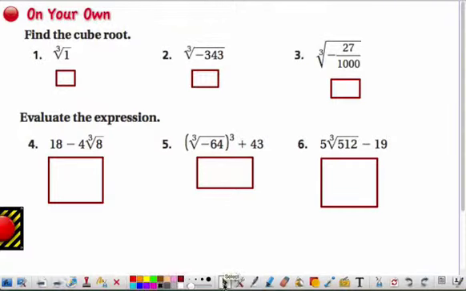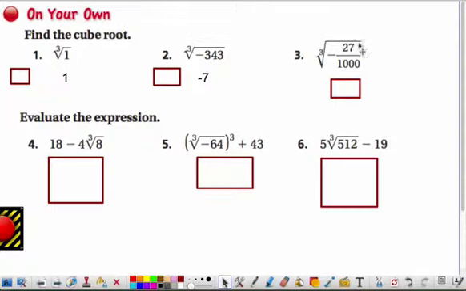All right, for number 1, the cube root of 1 is 1, because 1 times 1 times 1 is 1. Number 2 was a little bit more difficult. 343 is kind of hard to find something to go into it, but you should have gotten negative 7, because negative 7 times negative 7 times negative 7 is negative 343.